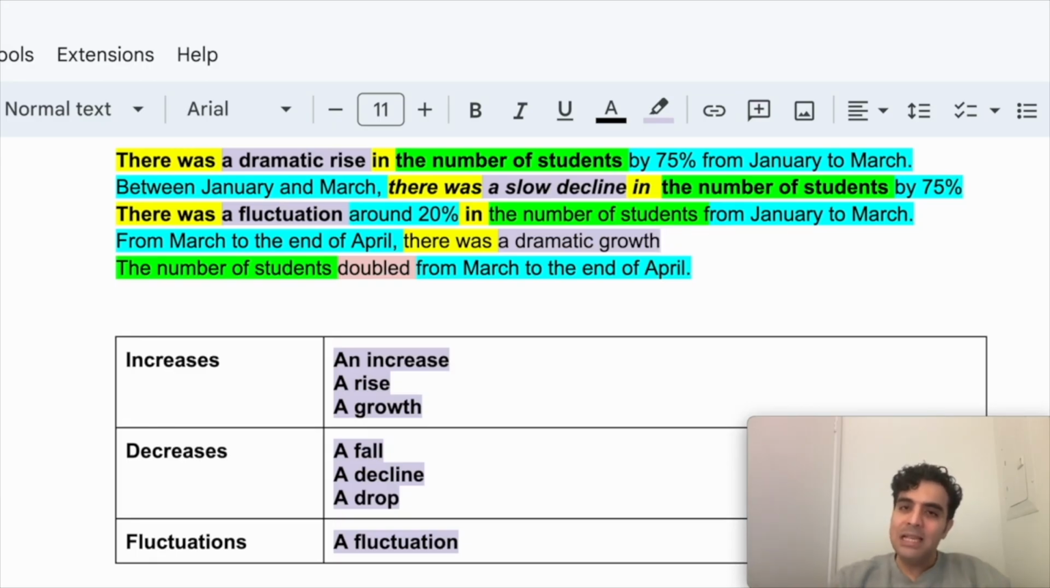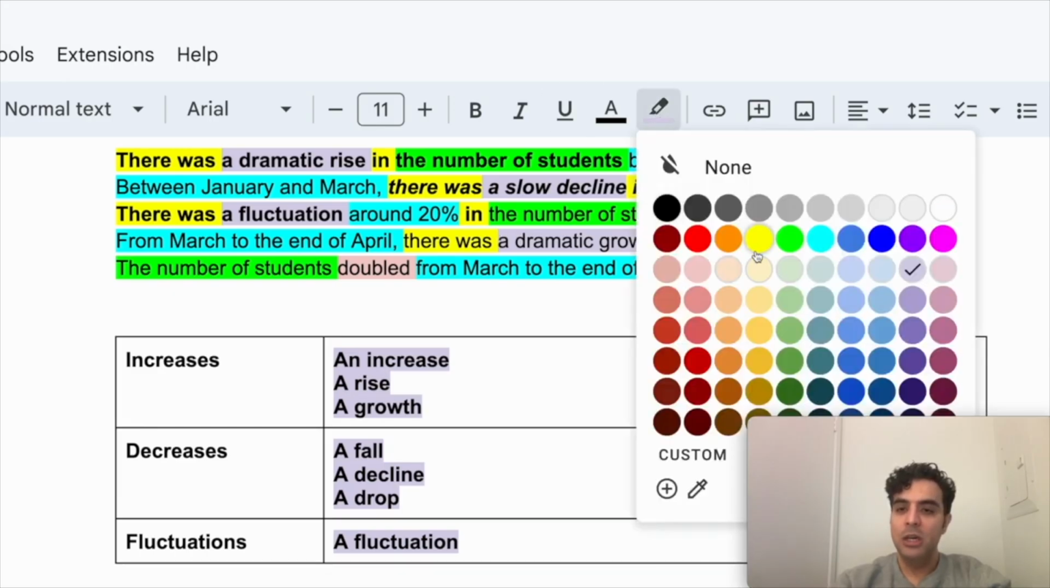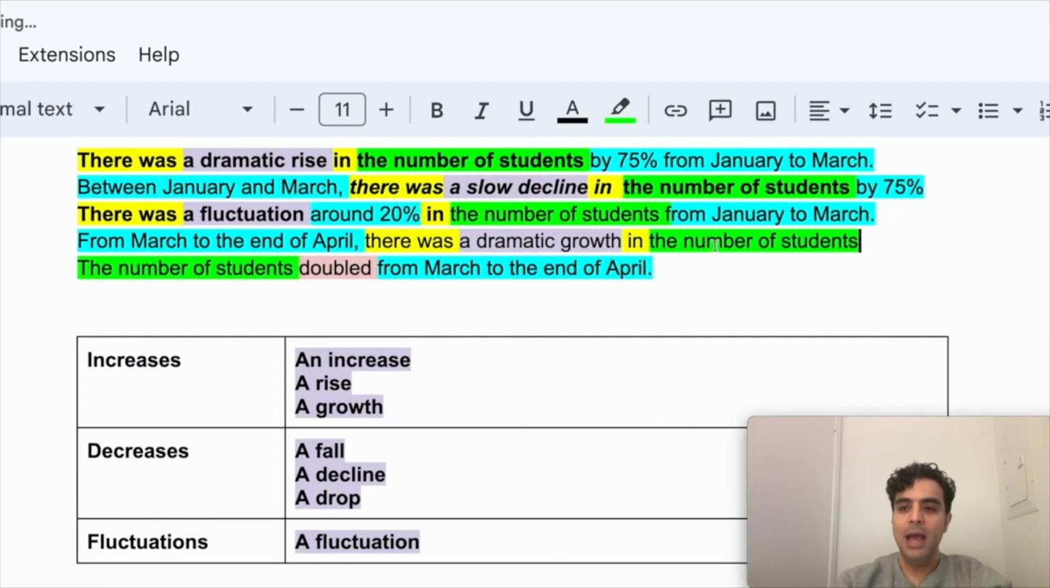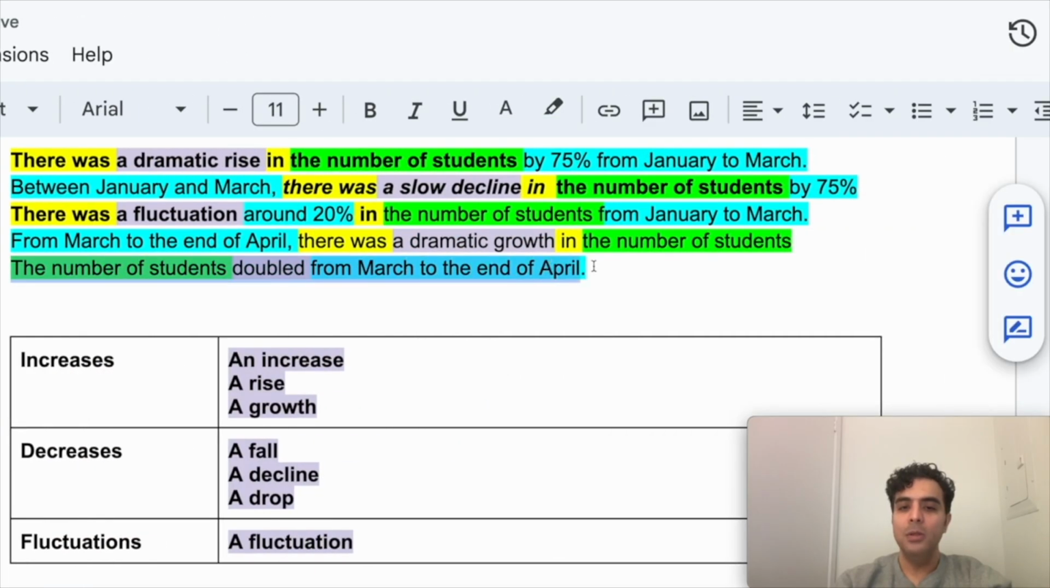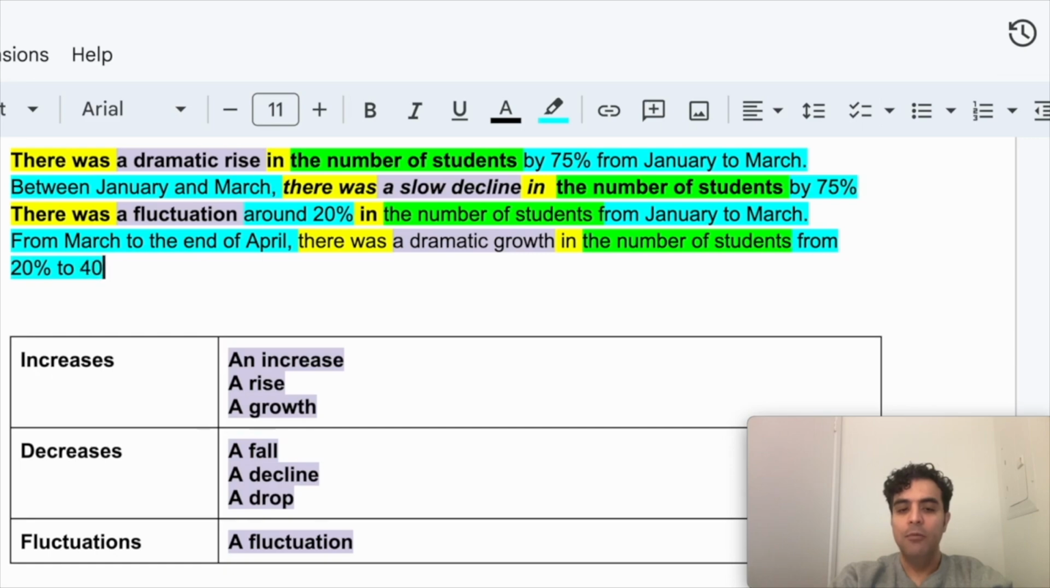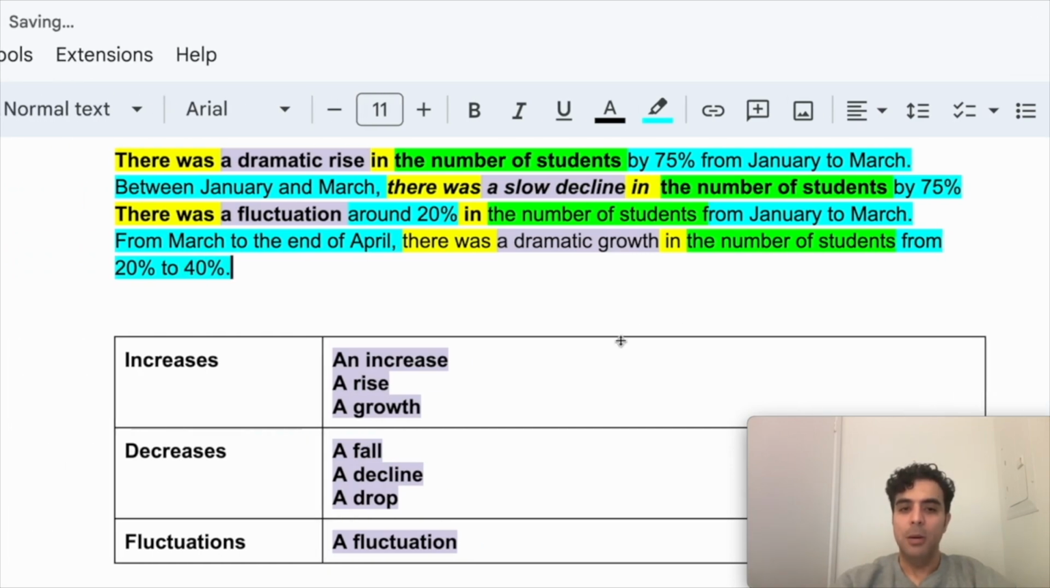So we could call it a dramatic growth because the structure that we have for noun phrases cannot be as easily used to describe proportional changes, such as doubling or reducing to a half or something along those lines. So we could say there was a dramatic growth, and then we're going to mention the subject, right? So in, and then you add the number of students to the end. And then if it doubled, then maybe you could add the amount in detail by saying from 20% to 40%, which is essentially a doubling, right?